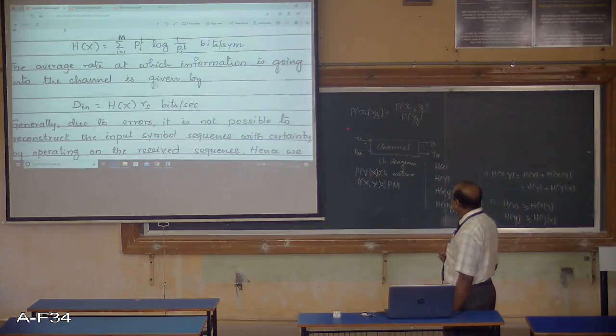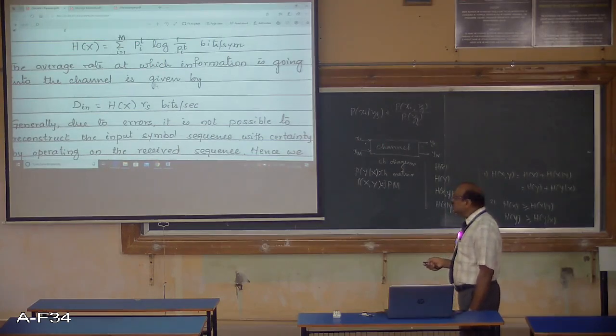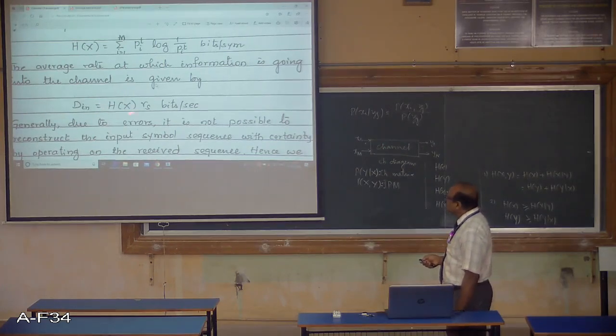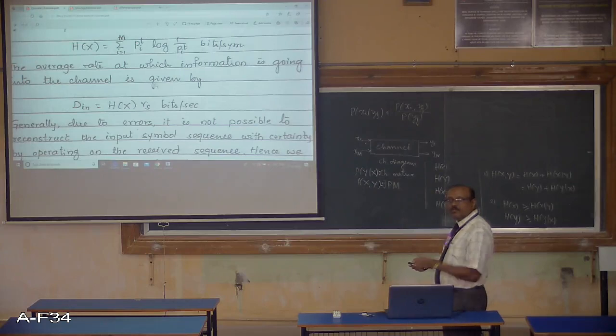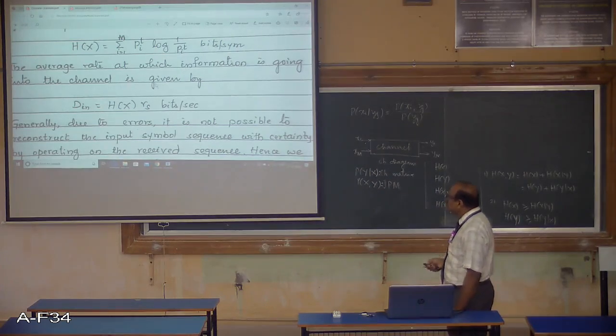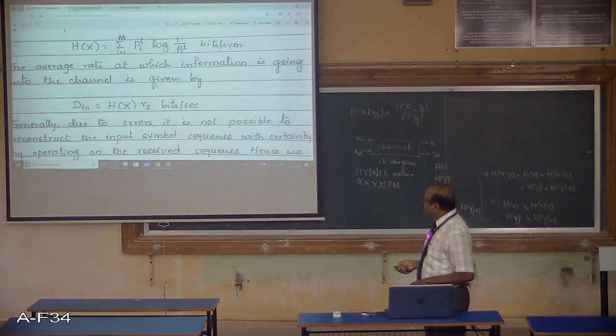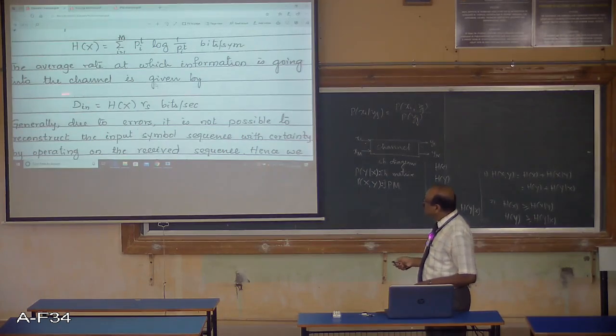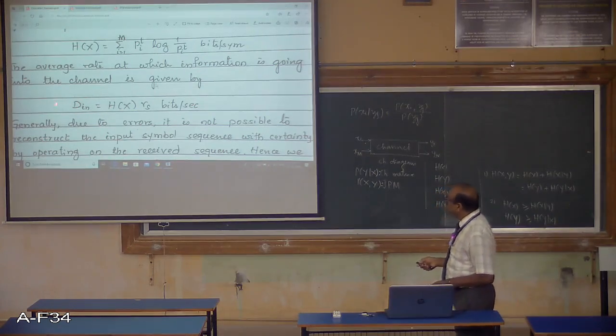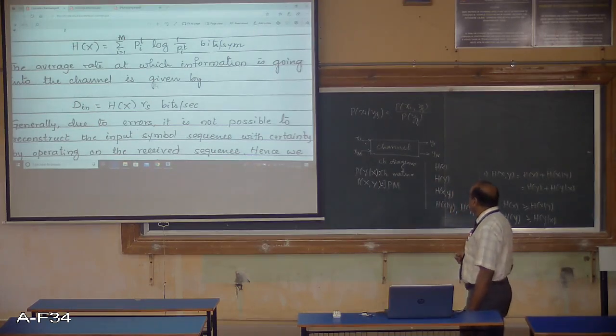Okay. If these symbols are sent at a particular rate, which is called Rs, the symbol rate, then multiplying this average information per symbol by the rate will give the rate of information inputted to the channel, which is in bits per second. And this is the rate at which data is inputted to the channel.